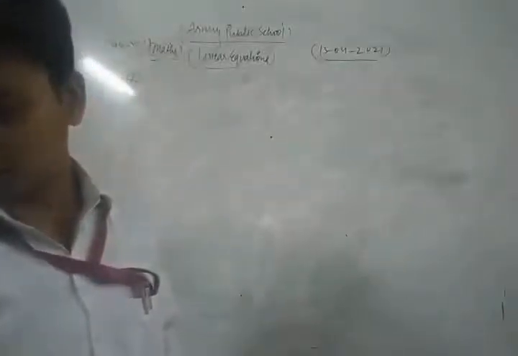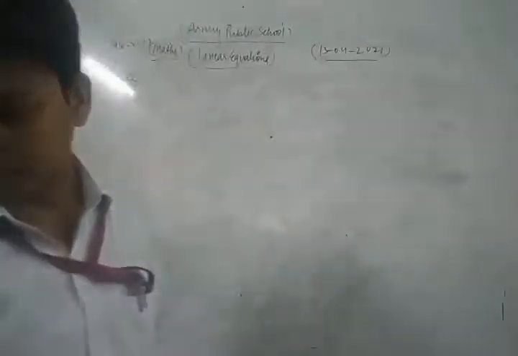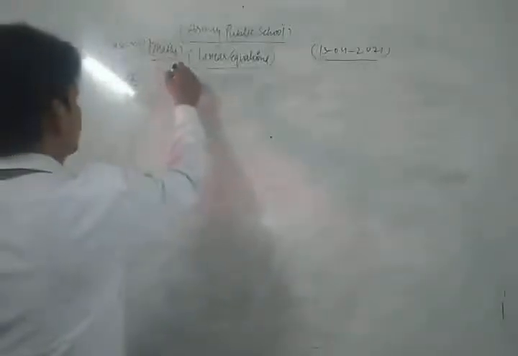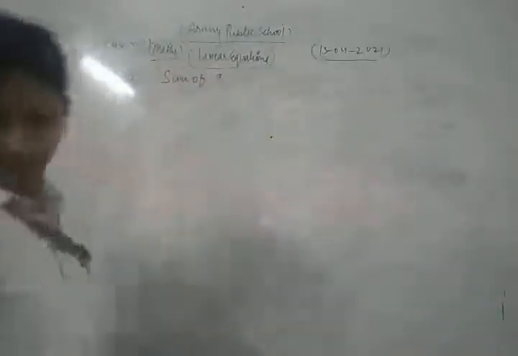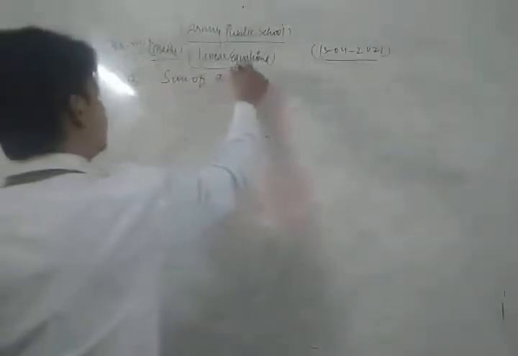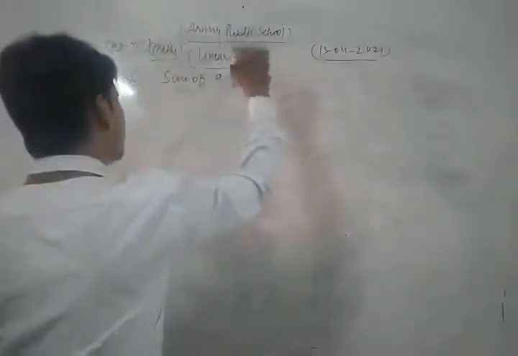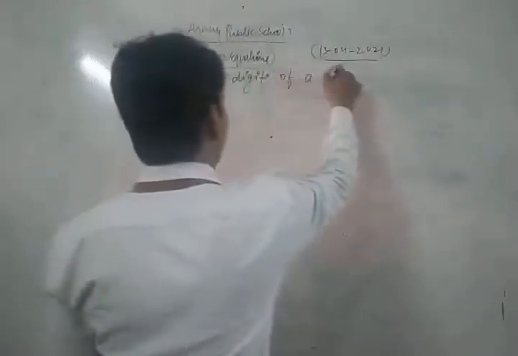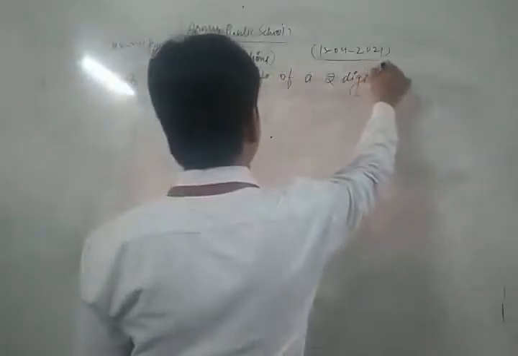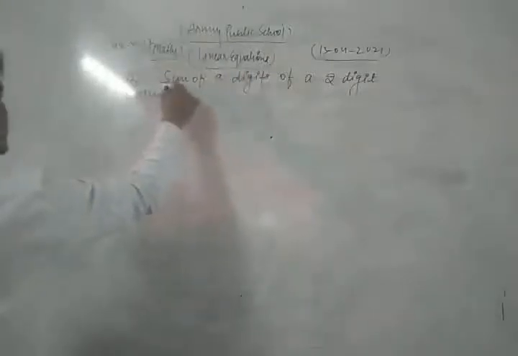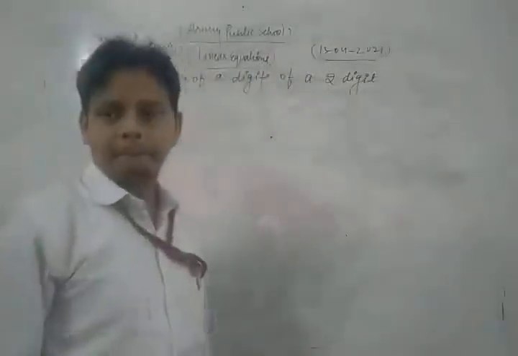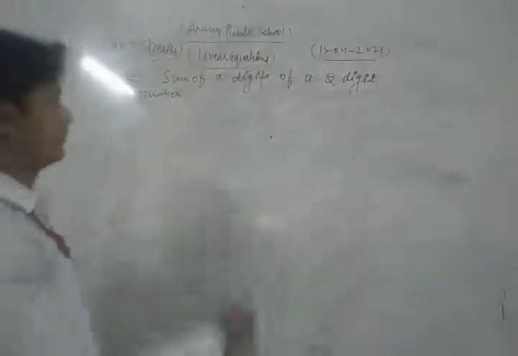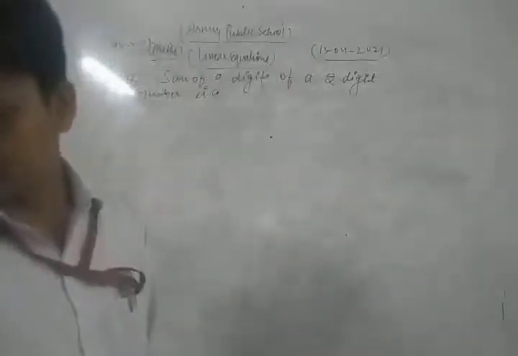The question is: sum of the digits of a two-digit number is 9. Dear students, what? 9. Okay.